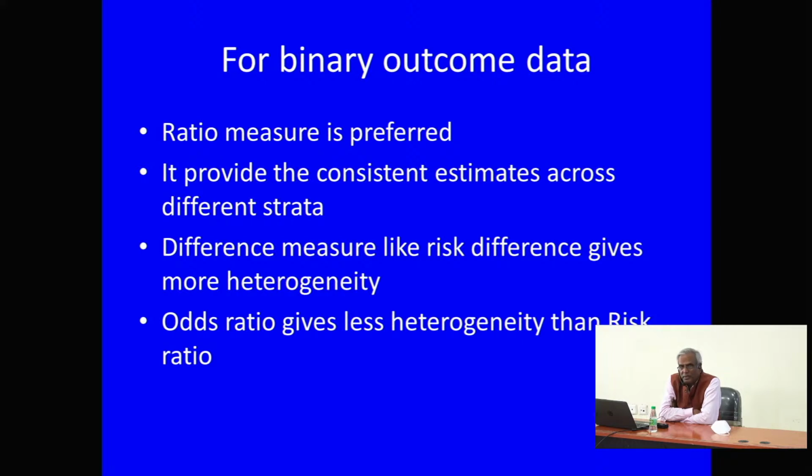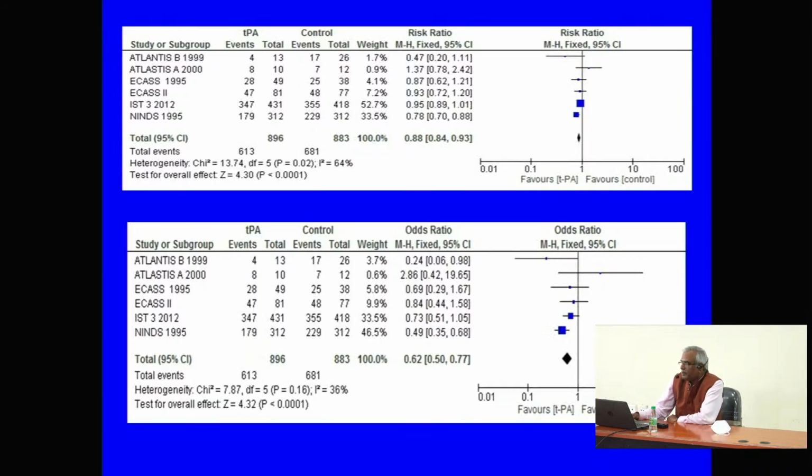But the problem with odds ratio is that it is difficult to make clinicians, and much more difficult to make patients, understand. Risk ratio is more interpretable, certainly by clinicians, and can be translated more easily to patients. You can see here, we have done two meta-analyses, one using risk ratio, the other using odds ratio. So how much is I square? I square is a measure of the proportion of between-study variance as compared to total variance: 64%. Whereas in odds ratio, 36%.